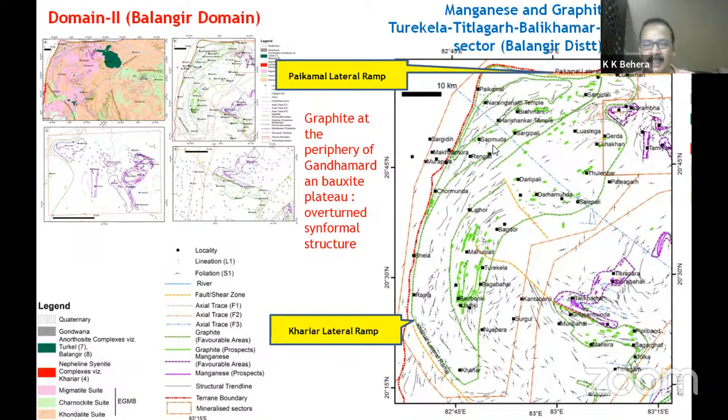The Sargipali area, this is Sargipali belt actually, Rengali. These are the areas where GSI has already, long back, taken up graphite exploration project items in this area.